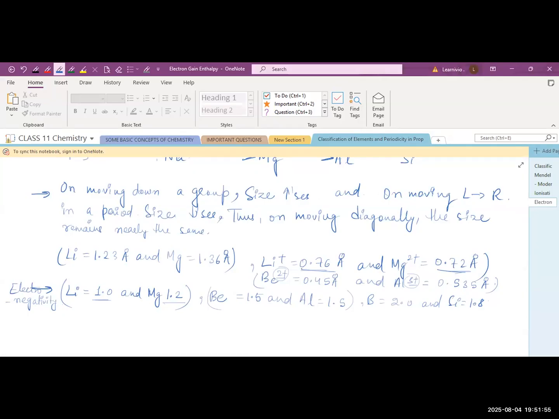Right? So you can see here the size is not very close to each other, but the charge on beryllium per unit area is 2.36, which is very near to that of aluminium. Aluminium is 2.50, and for beryllium it's 2.36. So they are quite near to each other. So that's why they both show the diagonal relationship. Clear?